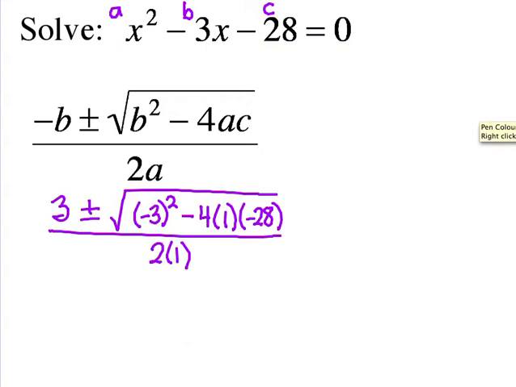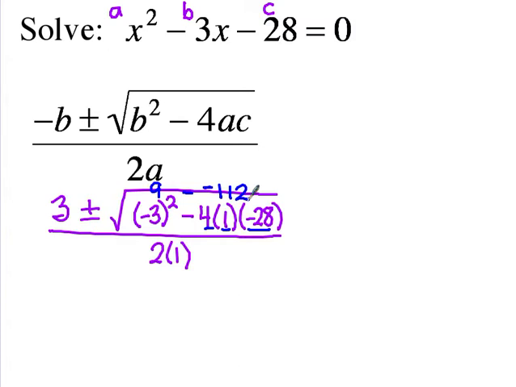So now what is negative 3 squared? 9. Now this number will always be positive. Okay? That first number is always going to be positive. And I'm going to subtract, what is 4 times 1 times negative 28? Negative 112. Now notice that's a negative 112 because of the negative 28.